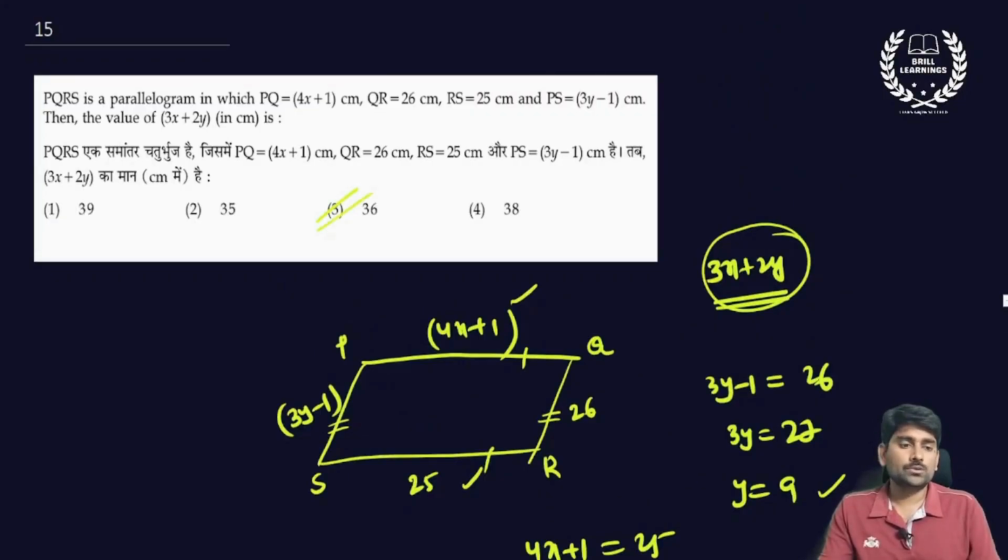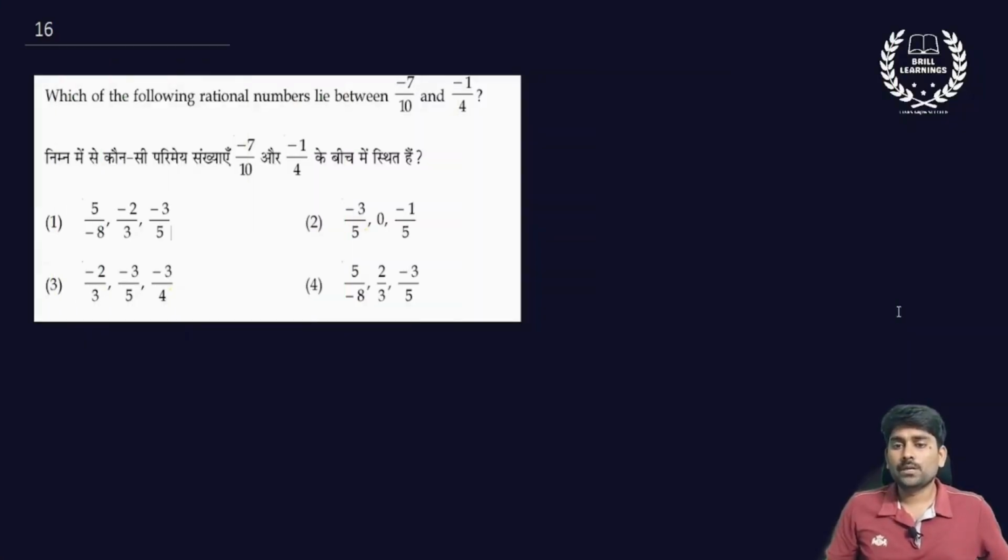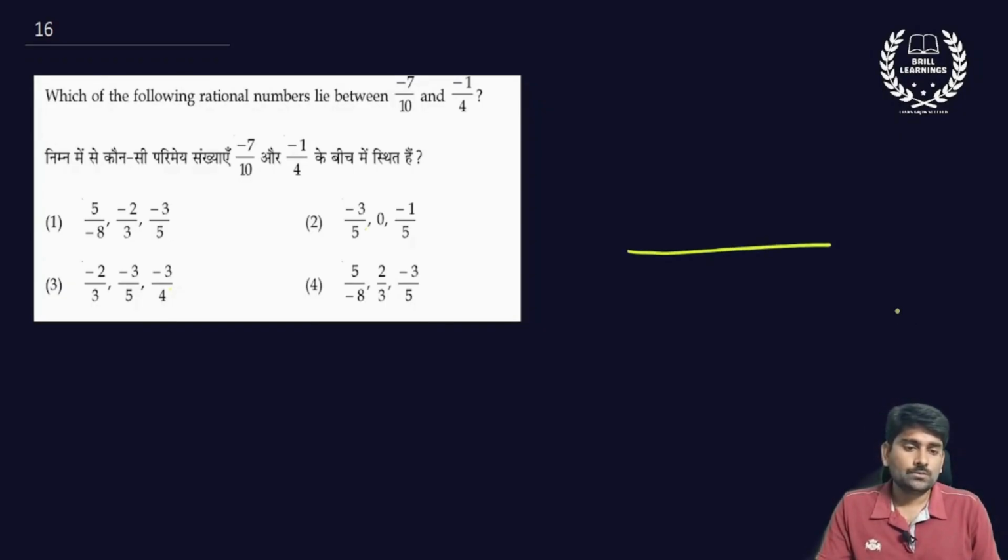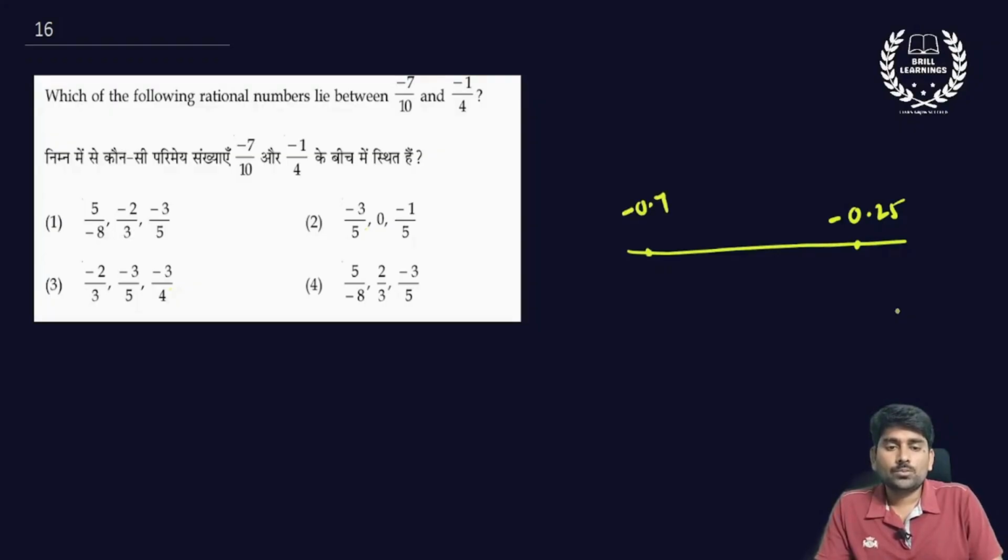Let's move on to the next question. Which of the following rational numbers lie between minus 7 by 10 and minus 1 by 4? So first draw a line here. Minus 1 by 4 will be somewhere here, which is minus 0.25. Minus 7 by 10 means minus 0.7.